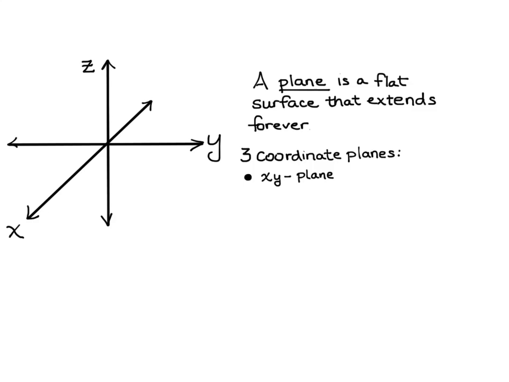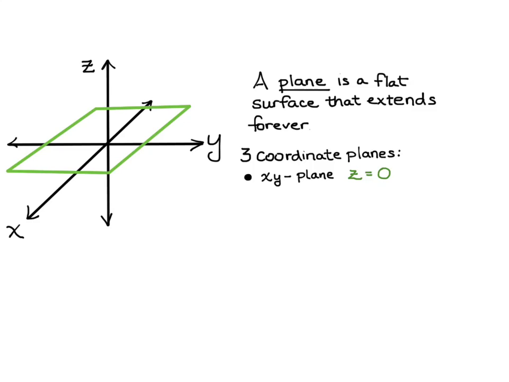So the first is the xy plane, and this is actually the plane that we're used to graphing on. For the xy plane, we're going to assume that z is 0, and we're going to look at the surface that's formed by just spanning x and y. So we get a flat surface.